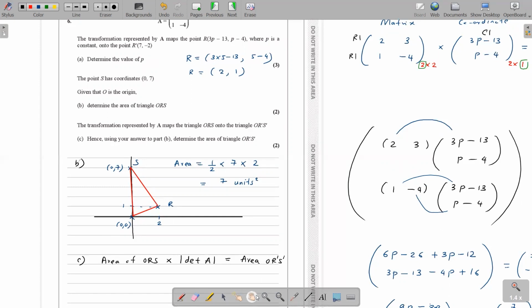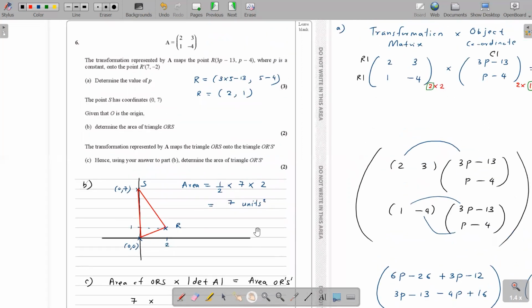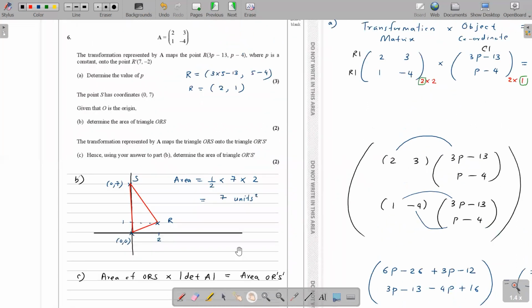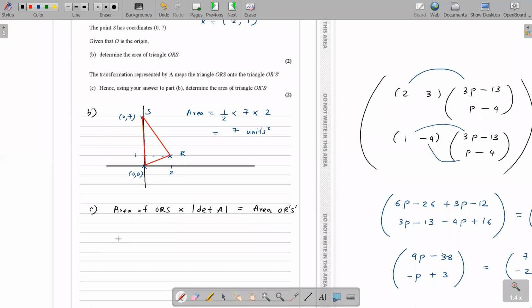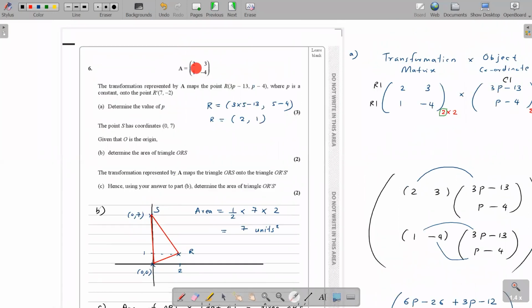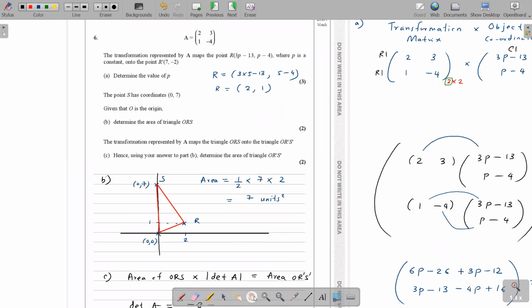Are you with me? So what is the area of ORS? ORS is 7. Determinant of A, did we find? Okay, no, we have to find determinant of A. Shall we find? So what is the determinant of A? Det A. Yeah, so multiply along the main diagonal first, right? 2 into minus 4, then subtract 1 into 3. 2 into minus 4 is minus 8, minus the other diagonal, 1 into 3, which is 3.